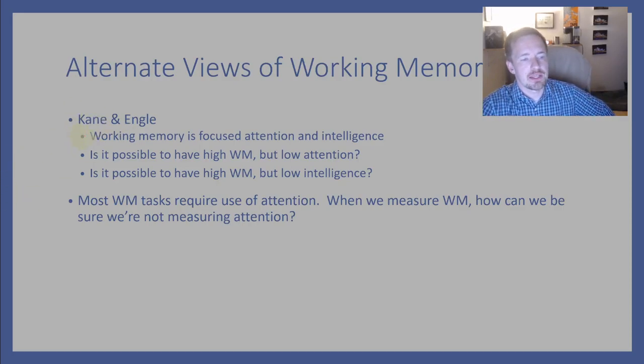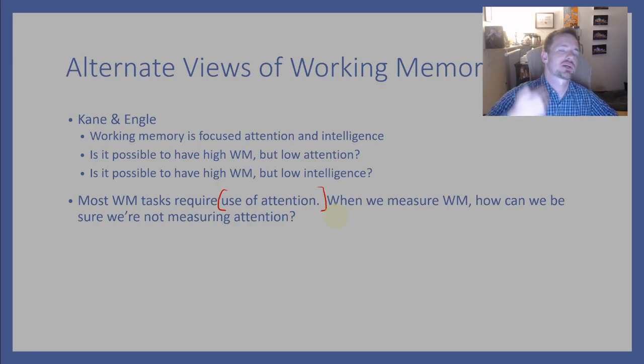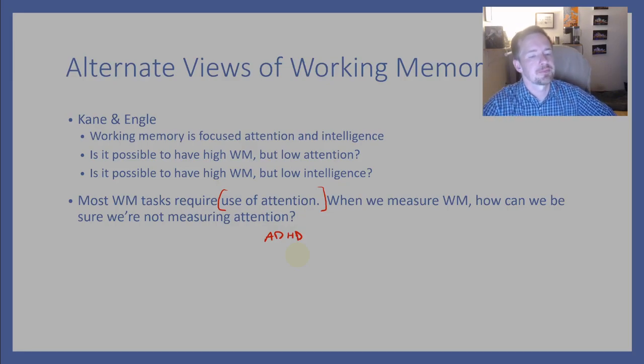So Kane and Engel, these are two guys from Georgia Tech University, so kind of an engineering school, and basically in their research they were very skeptical that working memory can exist without intelligence or without attention. It's their view that a lot of working memory tasks require that you use attention, and so it might be that whenever you are measuring working memory, what you're actually doing is measuring the ability for someone to manage their attention, which would explain why people with ADHD, for example, tend to score pretty poorly on memory tasks. But is that because their memory is bad, or is that because they have problems modulating their attention? Seems like it's probably the second one, right? It's probably an attention problem and not a memory problem.